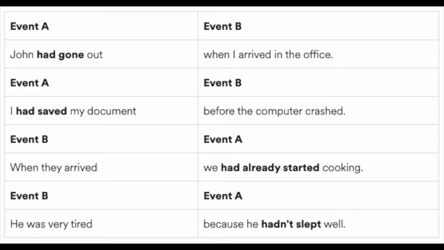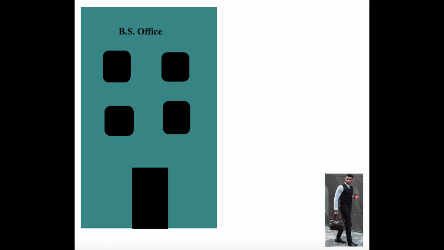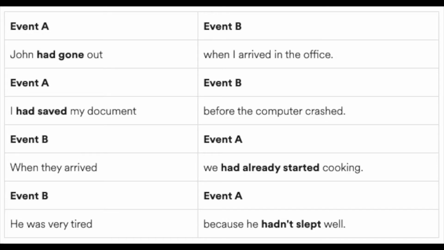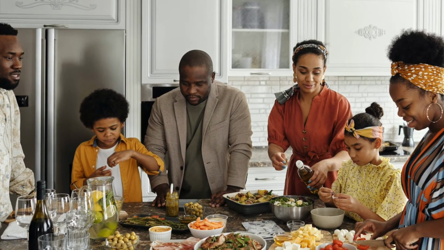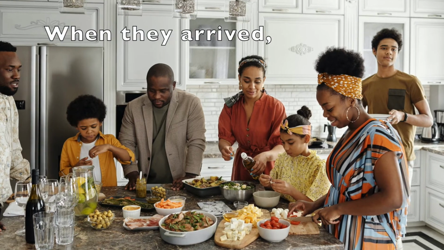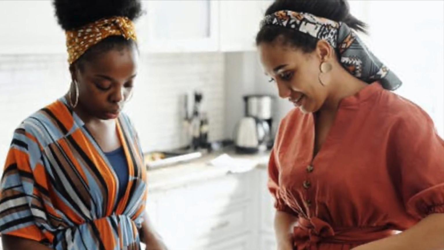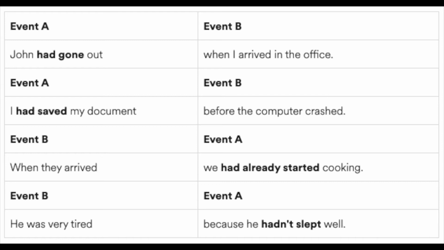In these sentences, you can clearly see the two events. John had gone out, period. More information, John had gone out when I arrived in the office. I had saved my document, period. That's a sentence. More information, before the computer crashed. When they arrived, this is not a complete sentence. We need extra information. When they arrived, comma, we had already started cooking. He was very tired. That's a complete sentence. But we can add more information. He was very tired because he hadn't slept well.